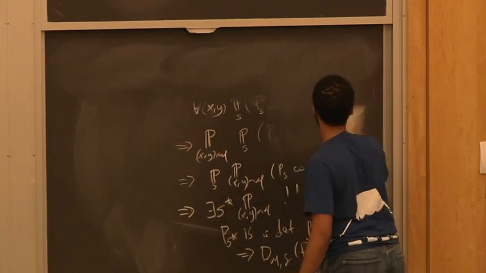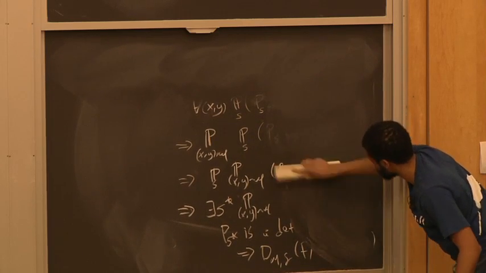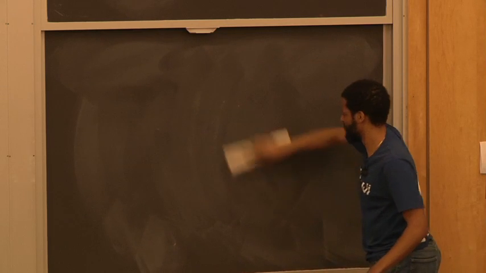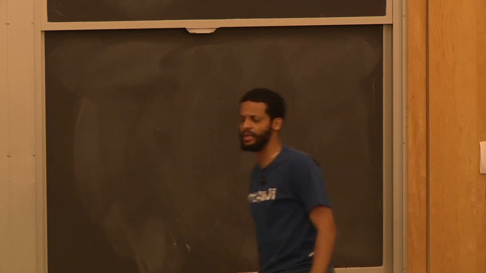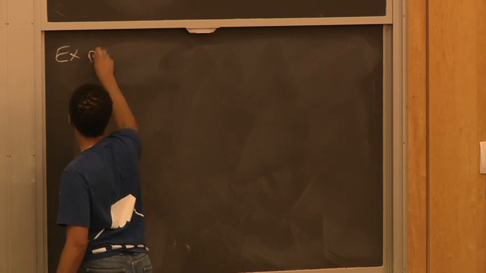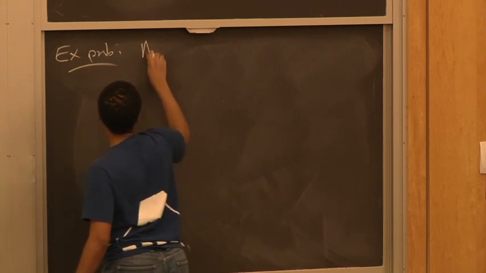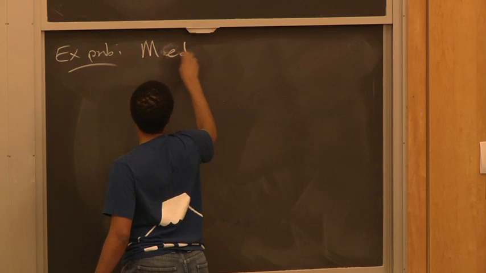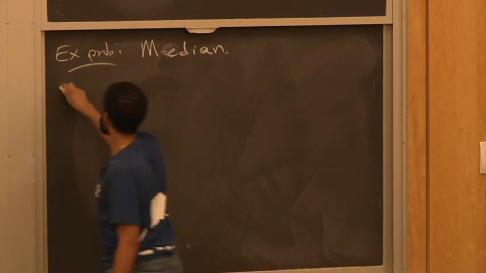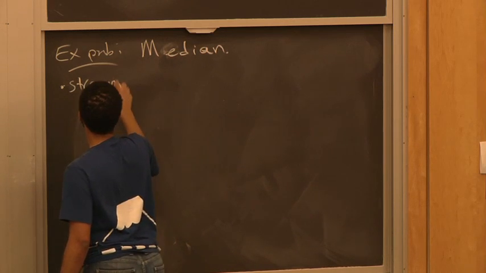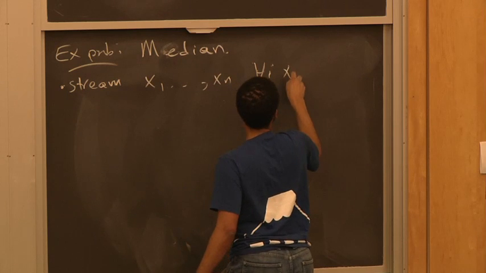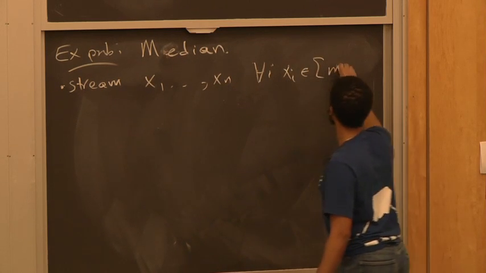Okay, so now that we have indexing, let's use it to prove another lower bound. So example problem, median. We have a stream, let's call it x1 up to xn. For all i, xi is in the range from 1 to m.